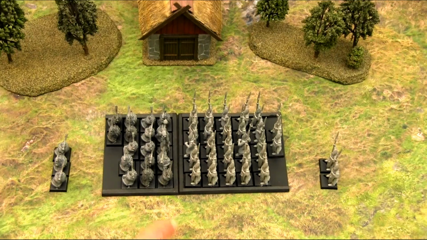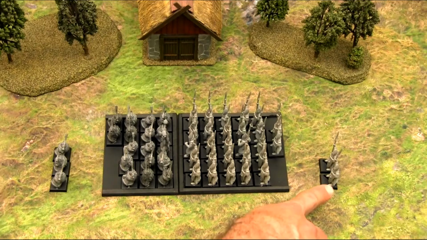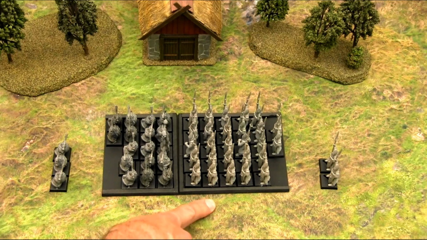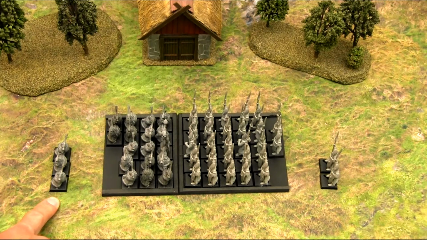Wounds inflicted. After we have fought a combat, we have pulled our guys off that have been killed, and it's now time to count up how many wounds have been inflicted. In this case, we see that the dwarves have inflicted 2 wounds on these 2 guys, and the high elves have inflicted 3 wounds, 3 dwarves.